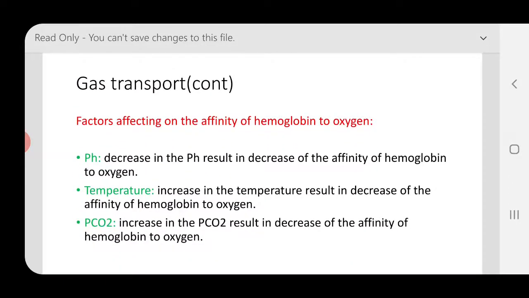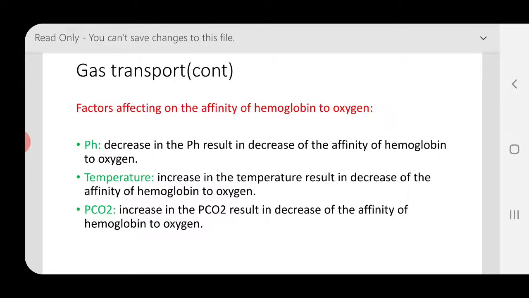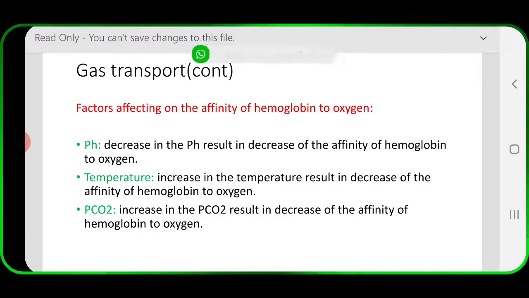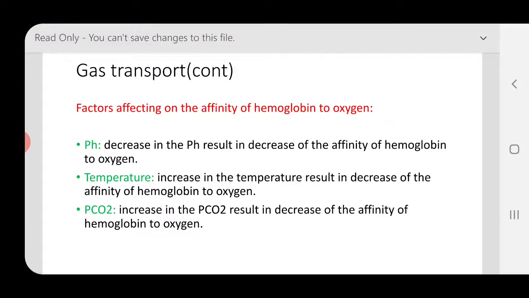So, factors affecting the affinity of hemoglobin to oxygen. Affinity means the binding, or the ability to bind. A decrease in pH results in a decrease of the affinity of hemoglobin to oxygen, so it is directly proportional. Decrease, decrease. An increase in temperature results in a decrease of the affinity of hemoglobin to oxygen, so it's inversely proportional.